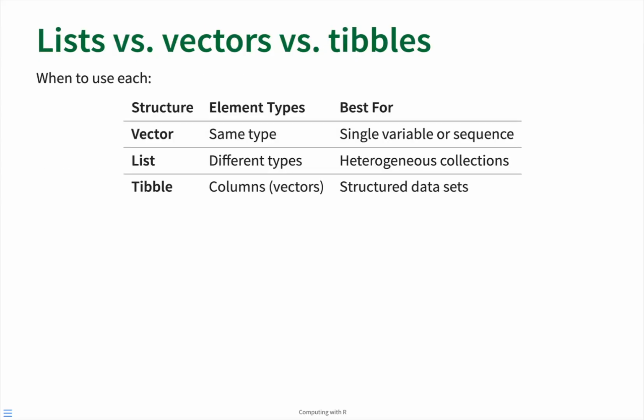So here's a comparison of vectors, lists, and tibbles. Vectors are usually for when we have all the elements being of the same type. Lists are when we want to mix and match a bunch of different types within a structure. And tibbles or data frames are great when we have a structured table of data.